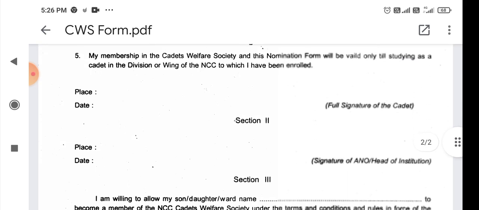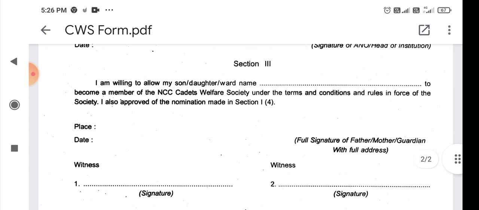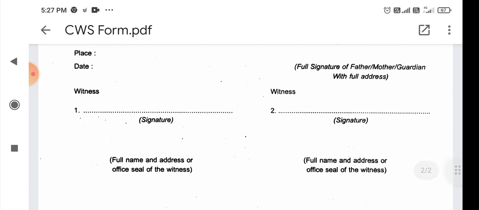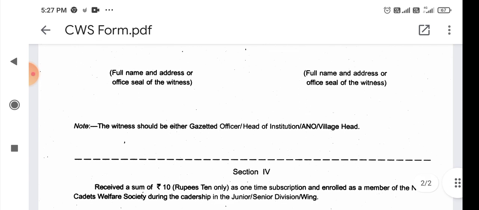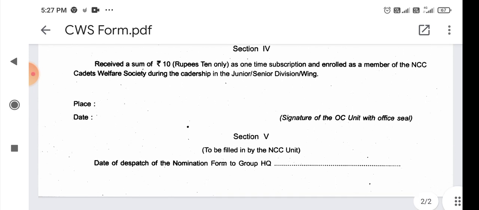The next page, place, date, your signature, place, date, signature of the ANO and head of the institution is required. Then your name is required. Sorry, your father's name is required in this column, and place, date, and your father, mother or guardian's signature with full address, along with two witness signatures is required in this section. Then here the commanding officer's and group headquarters' official seals are in this area.